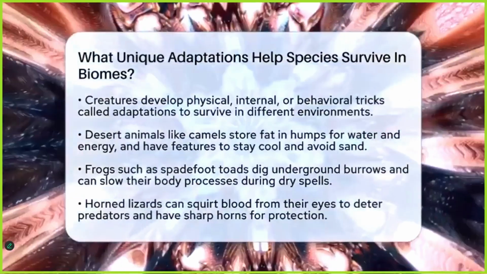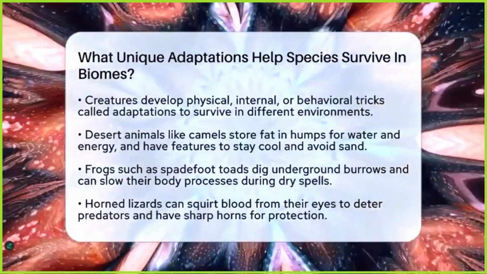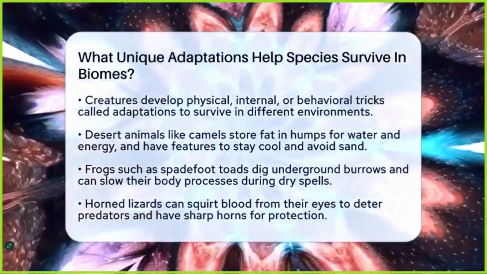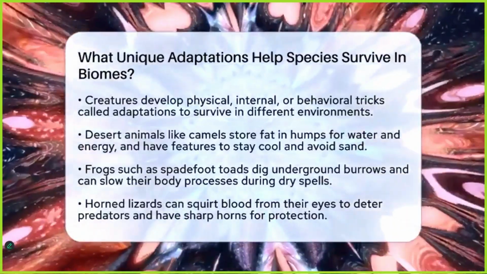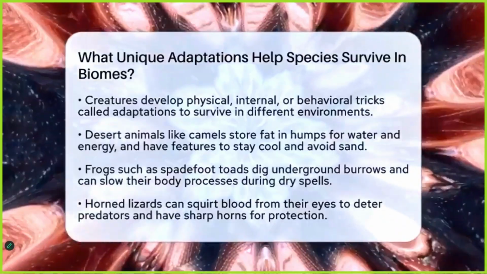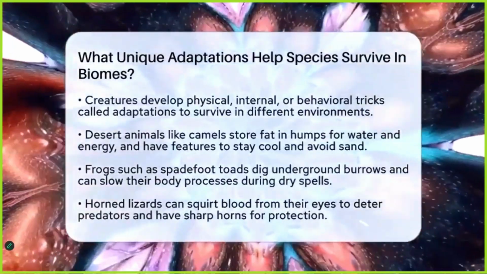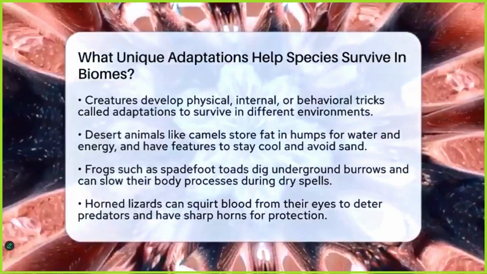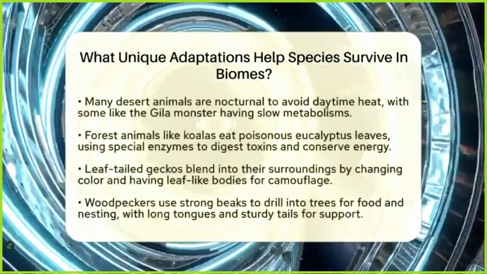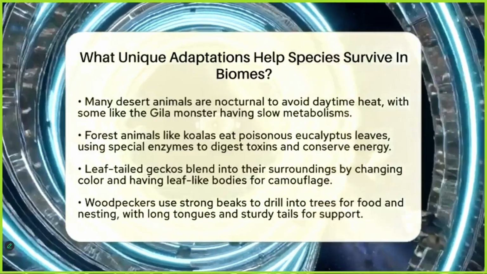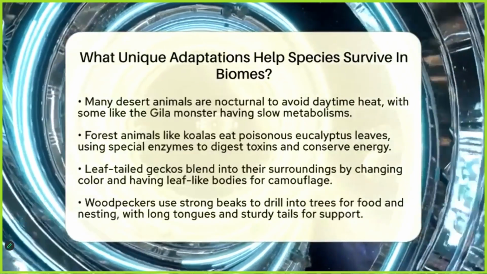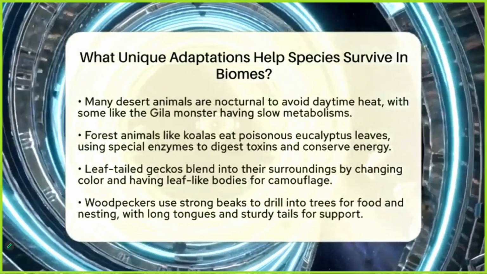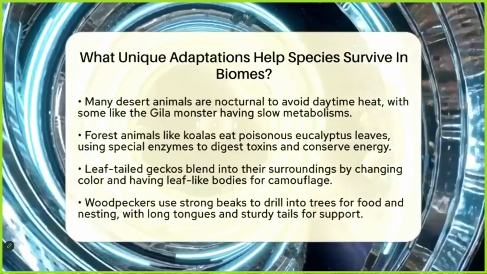In deserts, life is all about conserving water and staying cool. Camels are famous for their humps, which store fat that can be turned into water and energy when food is scarce. Their thick fur on the sun-facing side helps block out the heat, and their long eyelashes and a third eyelid keep sand out of their eyes. Some frogs, like the spadefoot toad, have strong feet to dig deep burrows underground, where it's cooler and moist. They can even go into a state called suspended animation, where they slow down their body processes to survive long, dry spells. Horned lizards have sharp horns and can squirt blood from their eyes to scare off predators.